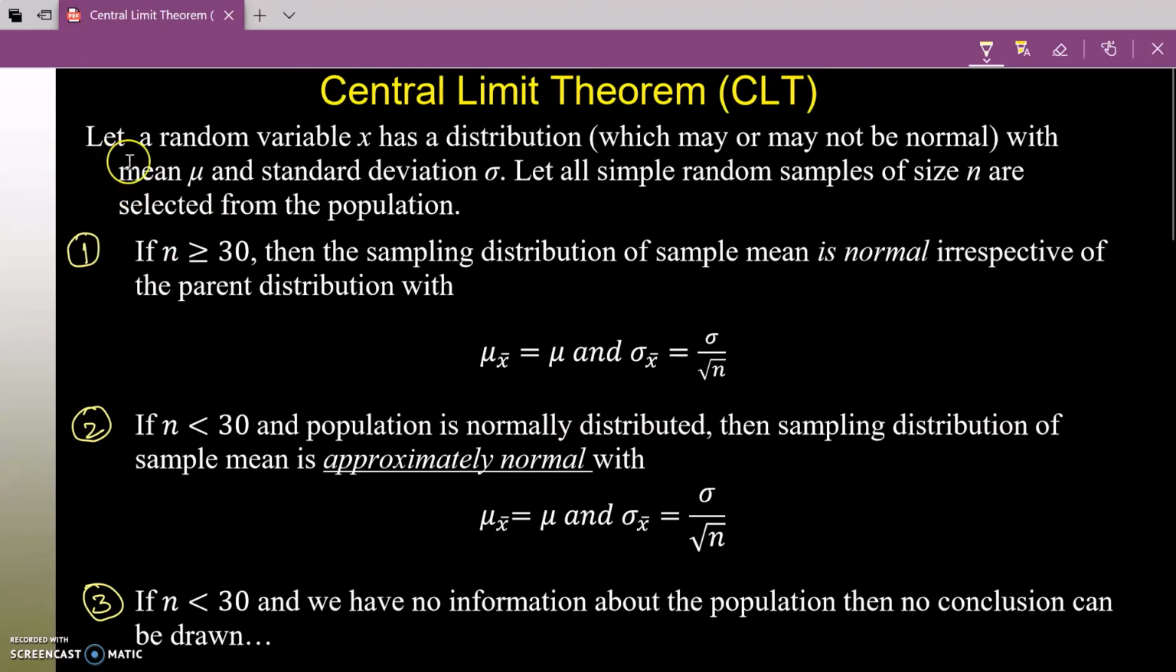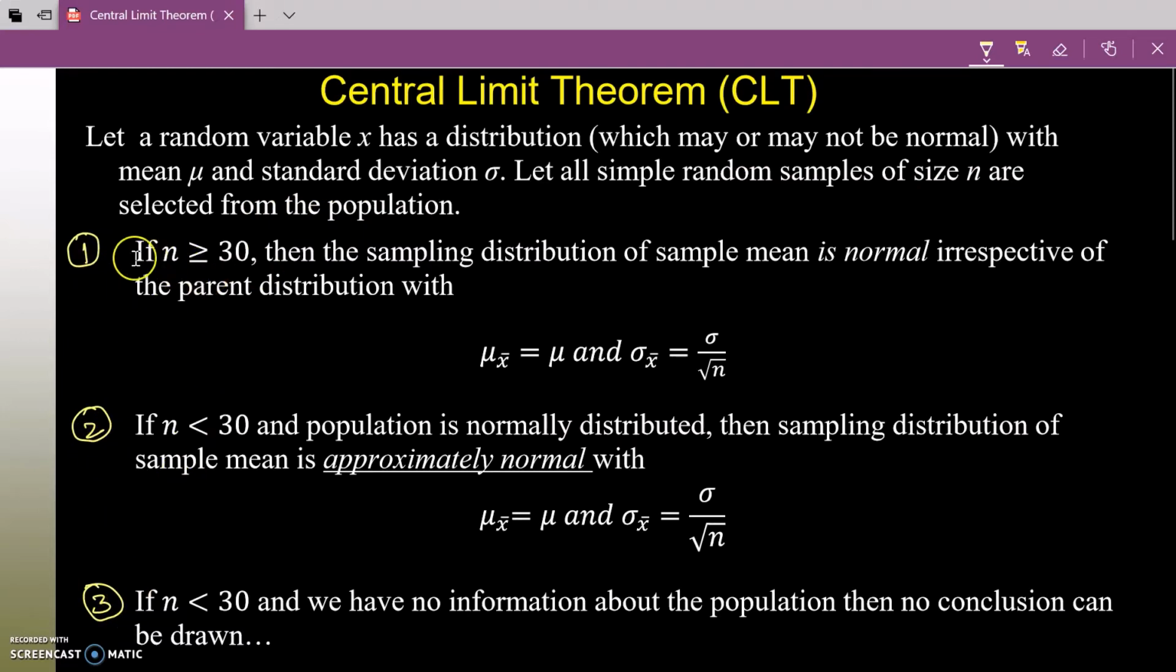And what's the statement? Let a variable x have a distribution, and that distribution may or may not be normal, and that has a mean of mu and a standard deviation of sigma. Let all simple random samples of size n be selected from the population. Now we have three scenarios or three cases.